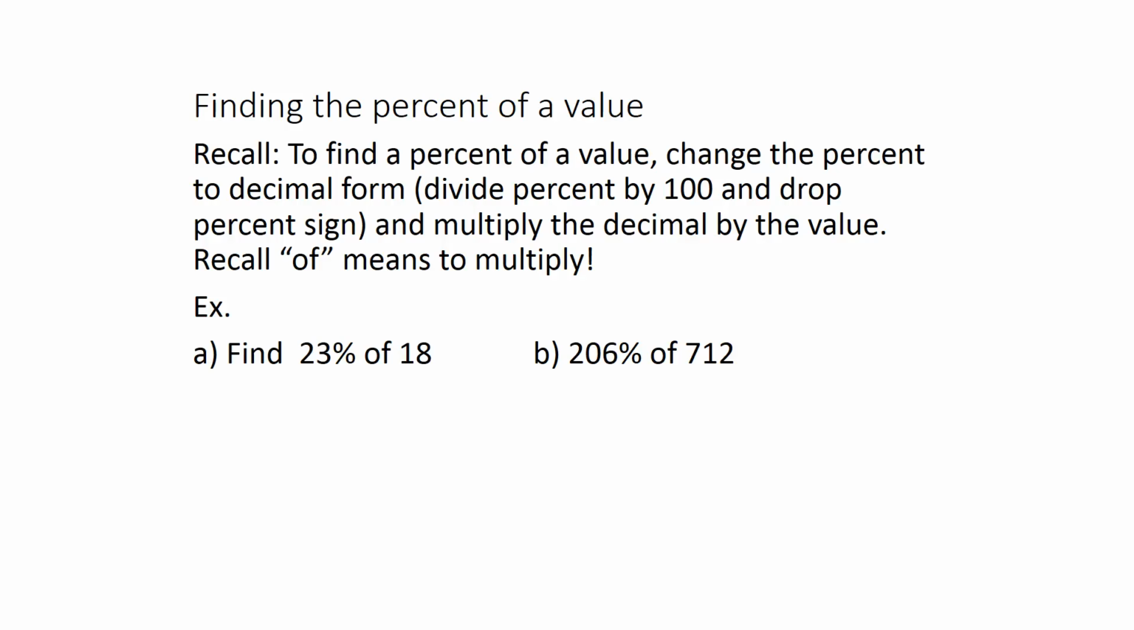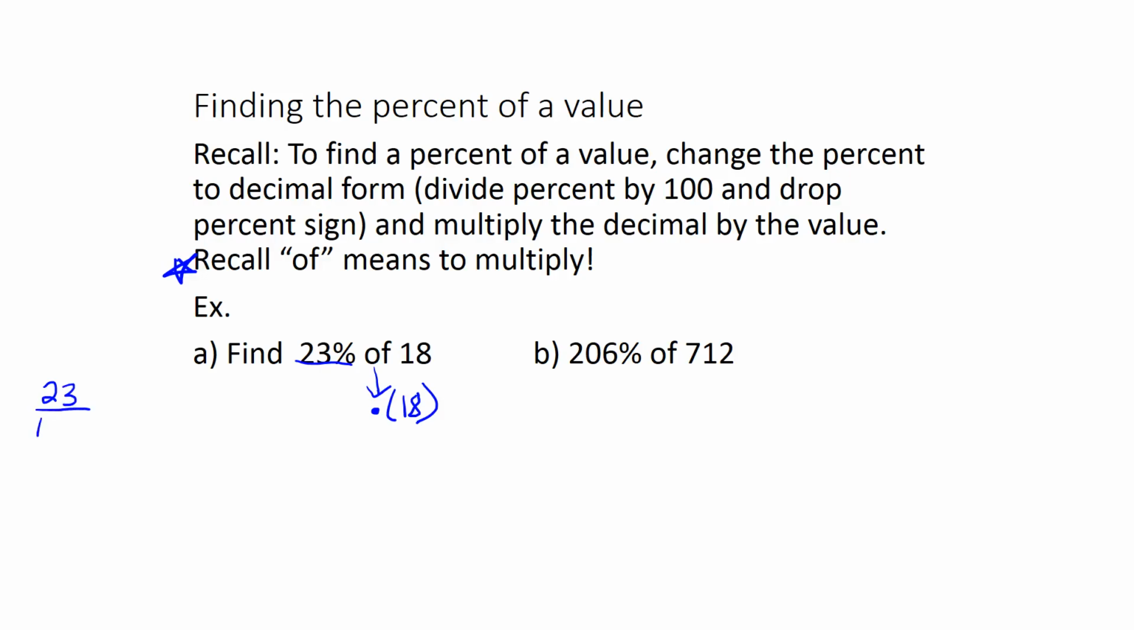Finding the percent of a value, recall to find the percent of a value. You always change the percent to a decimal form, right? We always remember doing that growing up. And multiply by the value. Remember that of in math always means to multiply. So if you want 23% of 18, you know that you're going to multiply 23% times 18 because of is multiplication. But you need to always be sure to change this to a decimal.